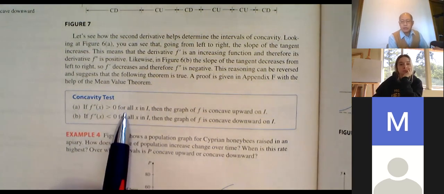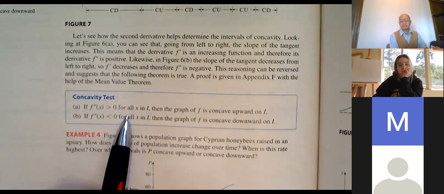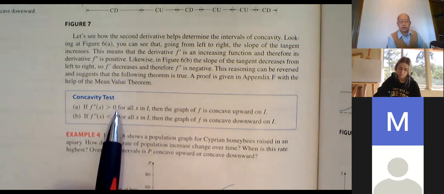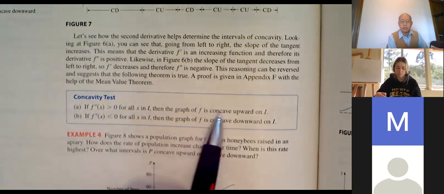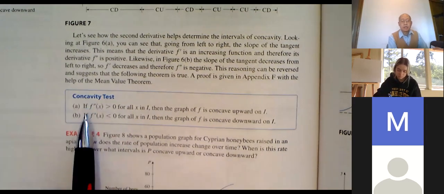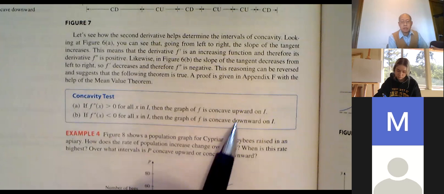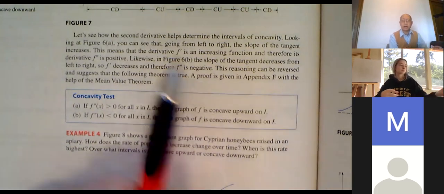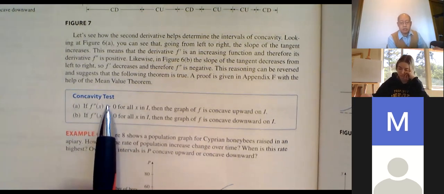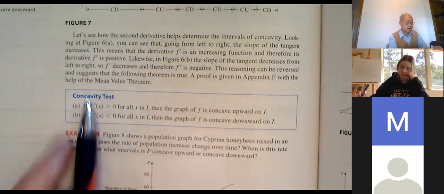And again, you were supposed to have this memorized, but since I'm letting you have a cheat sheet, go ahead and put it in your cheat sheet. So f double prime greater than 0, concave up. F double prime less than 0, concave down. So the first derivative controls increasing, decreasing, horizontal tangents. The second derivative controls concavity, concave up, concave down.